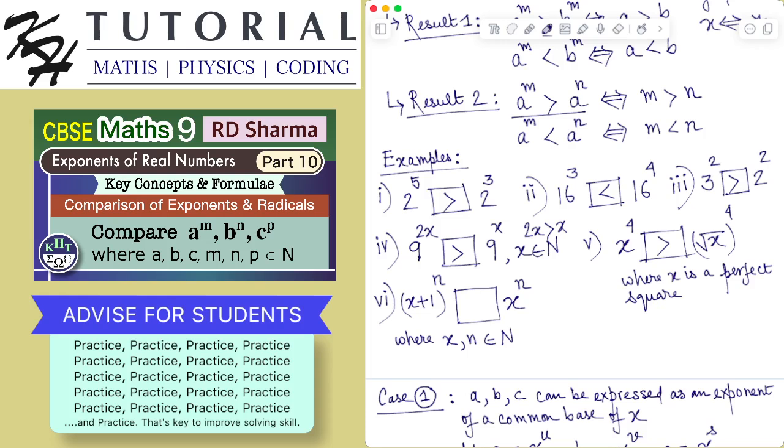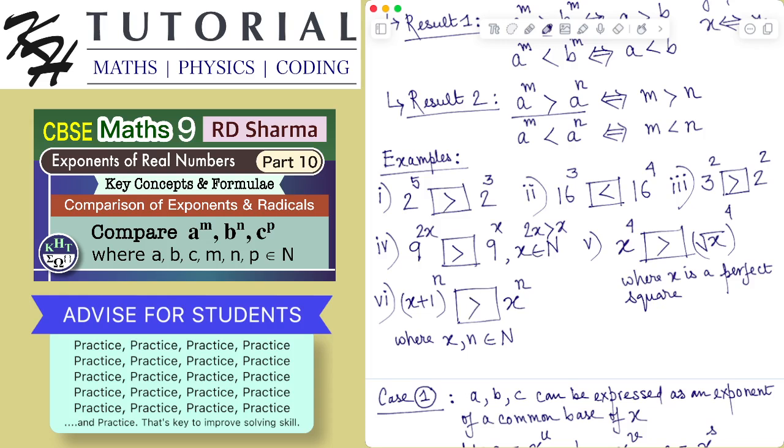The last example: we have to compare x plus 1 raised to the power n and x to the power n, where x and n both are natural numbers. Now if x is a natural number, then x plus 1 is the next natural number, that is the successor of x. We know for natural numbers a successor is always greater than its predecessor. So x plus 1 will be greater than x. Since the powers are the same, n, x plus 1 to the power n will be greater than x to the power n.